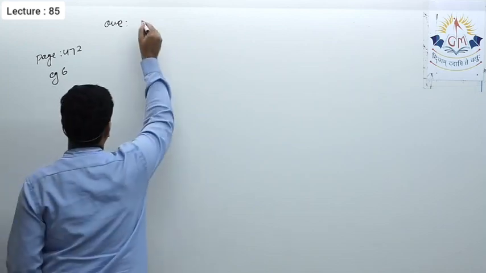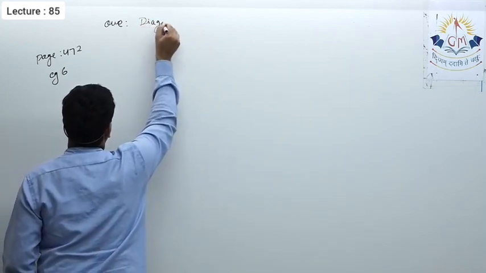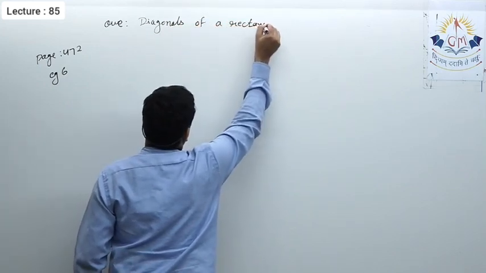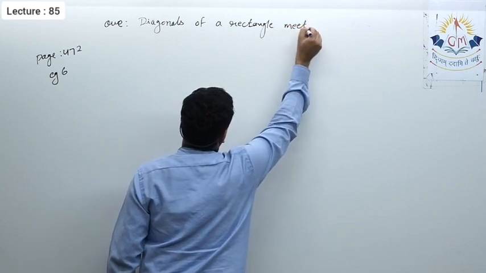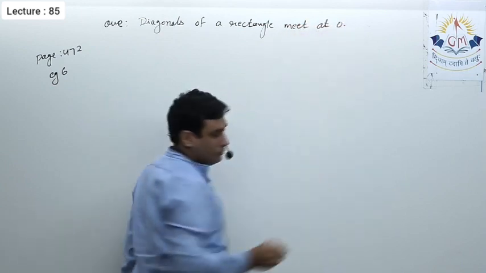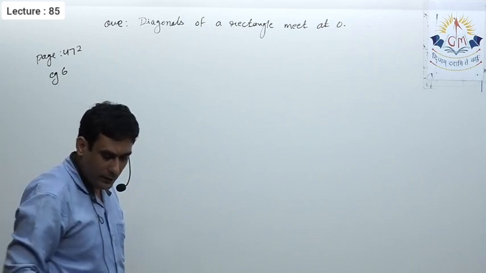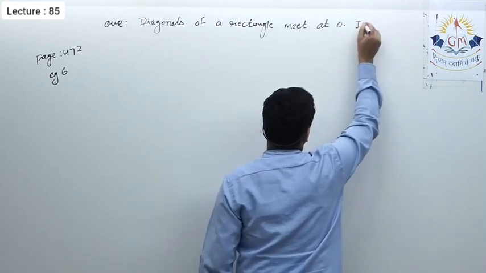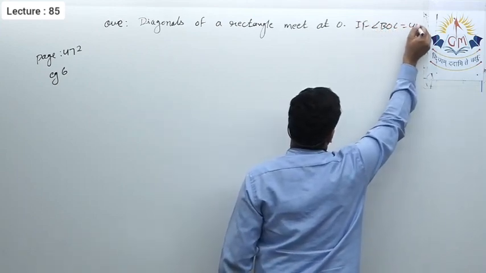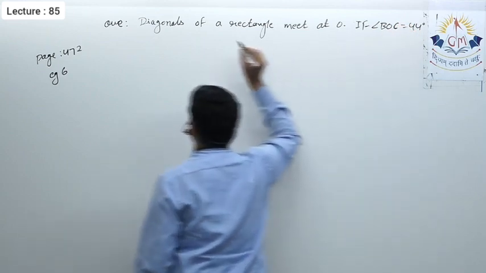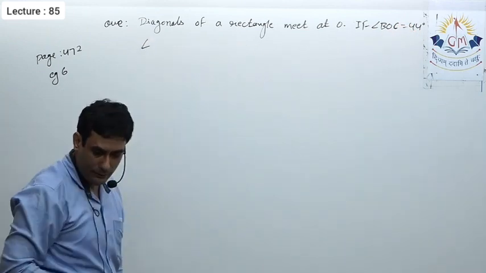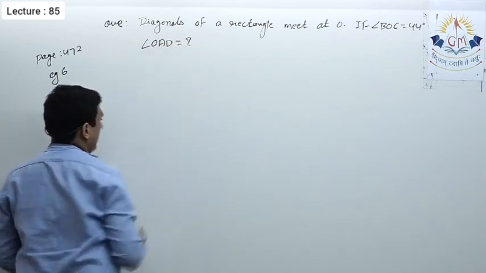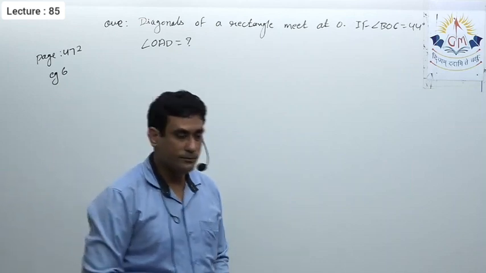The diagonals of a rectangle meet at O. If angle BOC is equal to 44 degree, you have to find the measure of angle OAD. Okay, so think for a while, then I will give its solution.